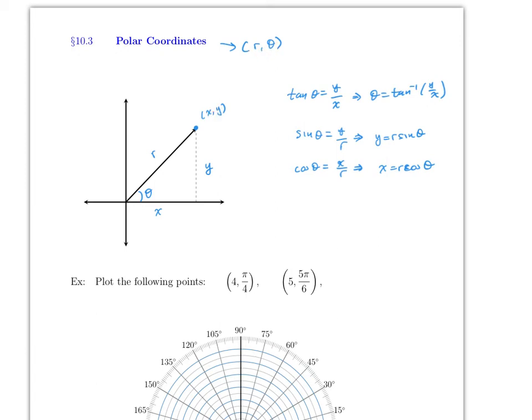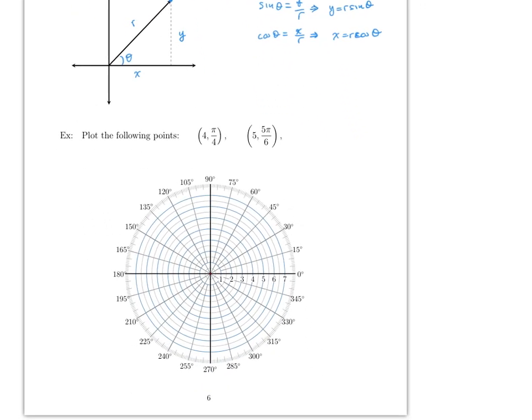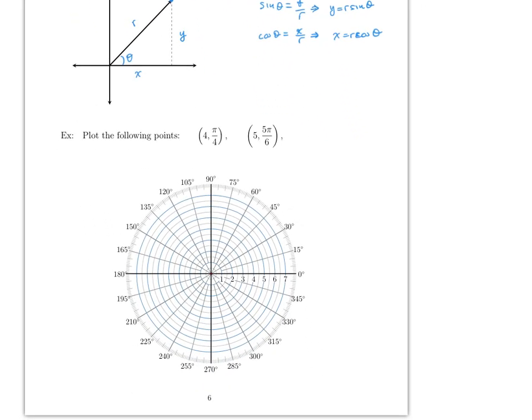Now, just in case you forgot polar coordinates, just a quick reminder, you have to graph them. So remember, the first one represents the radius, and the second one the angle.